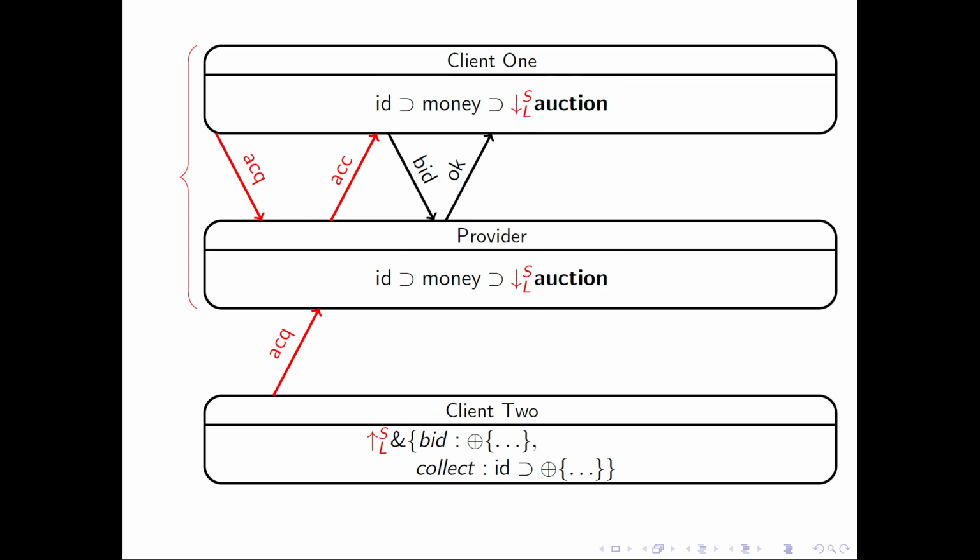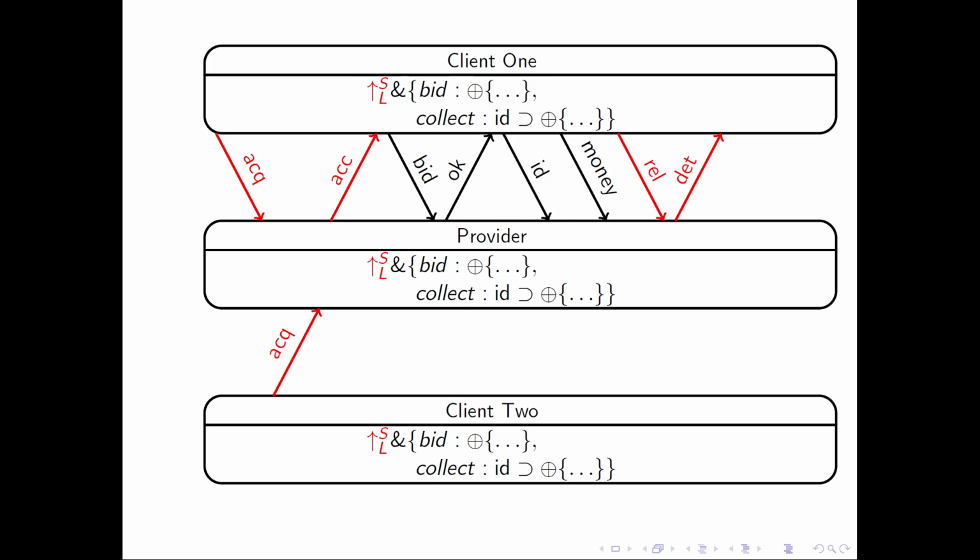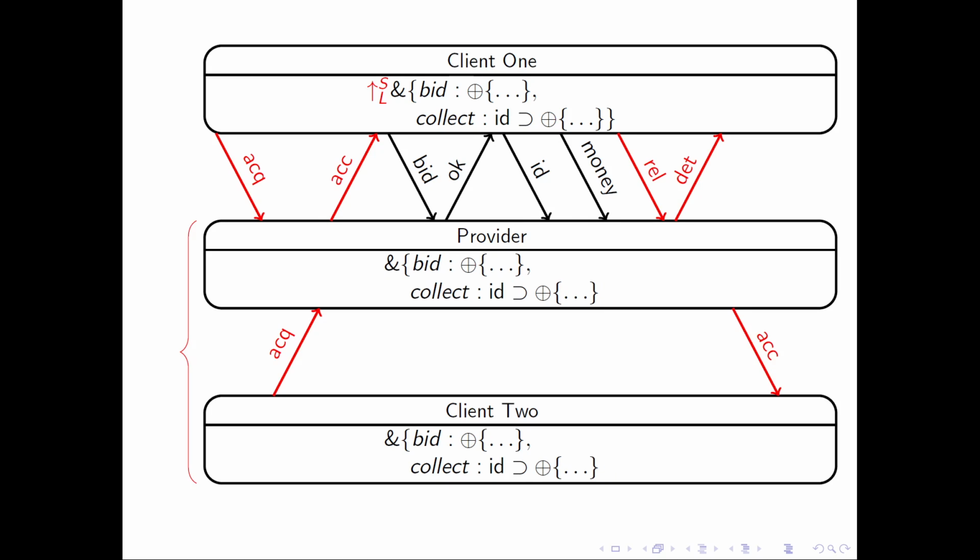In that case, the client 1 would send its ID, an abstract type. It would send money, some other abstract type, and then we're back to this down arrow where client 1 and provider have to release. At this point, they're both back to a shared state, and the provider can accept a connection from client 2 and continue linearly.